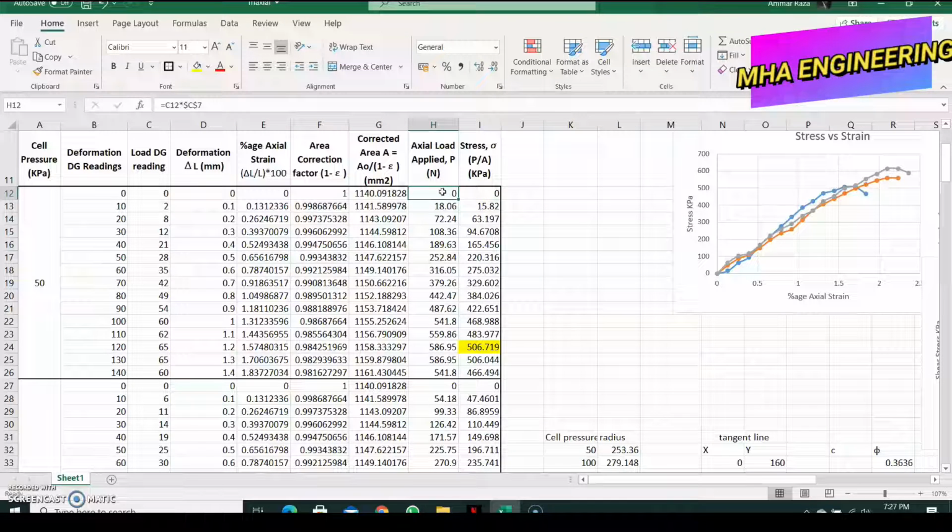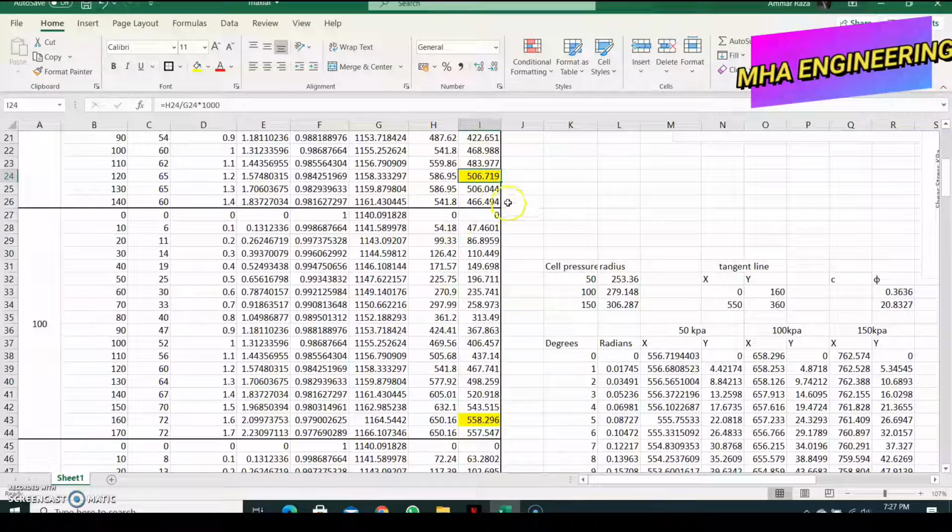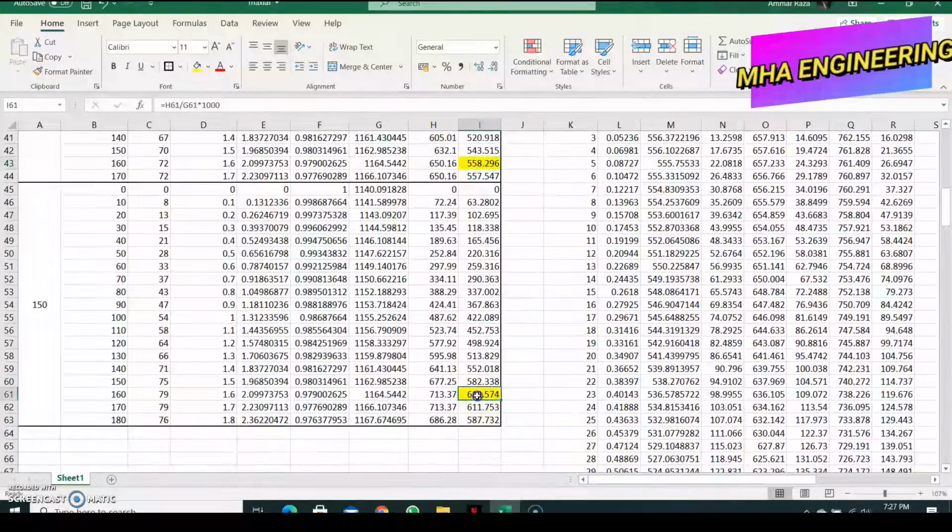We get load by multiplying our load dial gauge reading with our proving ring constant, and by dividing our applied load with the corrected area, we get our stress. So I've highlighted the key points, the peak points of stress achieved for each cylinder: for 50 kPa, for 100 kPa, and for 150 kPa cell pressure.